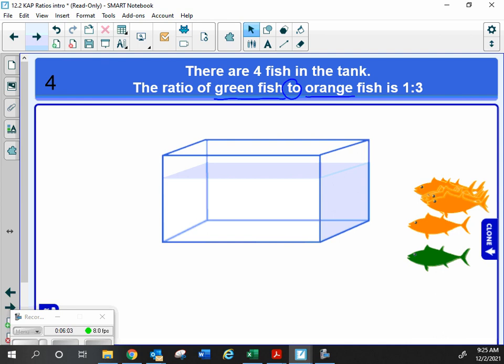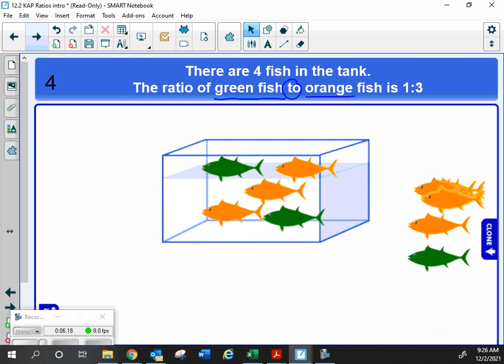We're going to make a ratio, green to orange. Do y'all agree with that? Yeah. Okay, that's why I was going to throw something up there. Okay, what if I had 2 green fish in my tank? What would I need to do in order to keep that ratio, Michael?